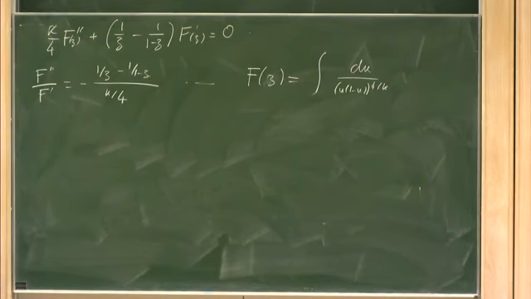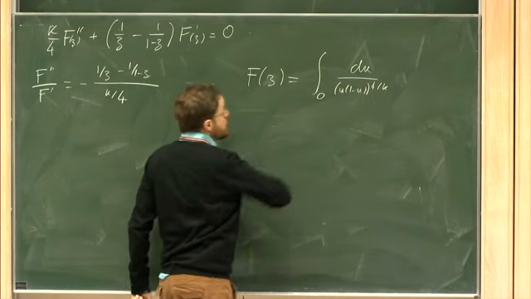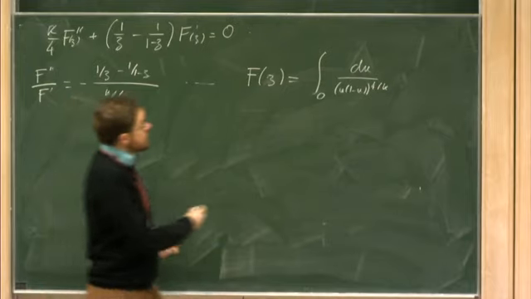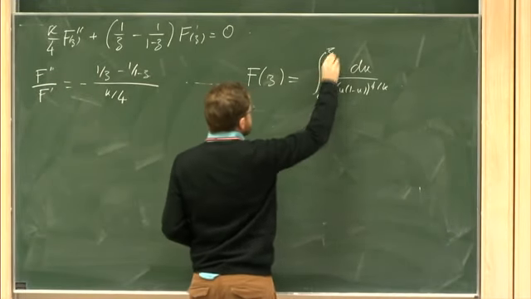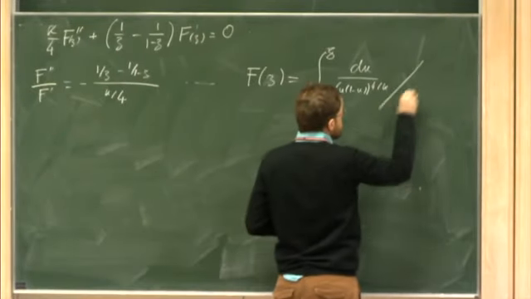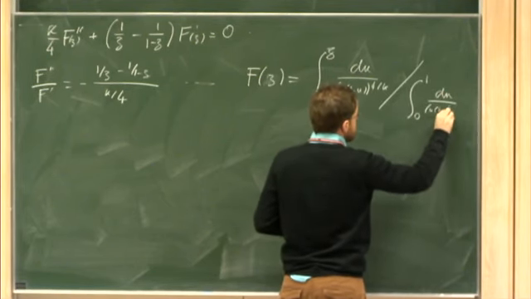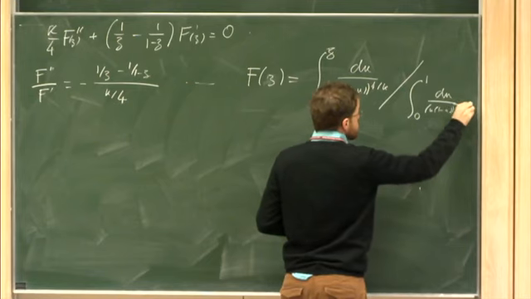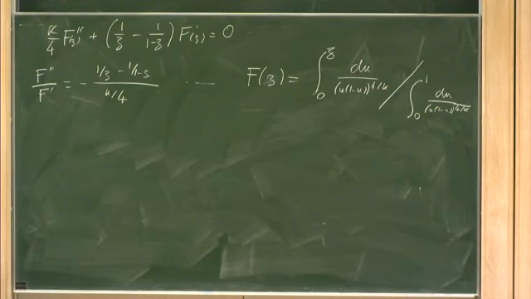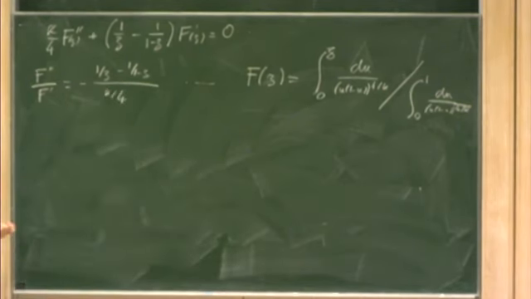So that's the solution, and then you need to take care of the boundary condition. The boundary condition says that f of 0 is 0, so you have to integrate from 0, and f of 1 is 1, so you have to normalize by the integral from 0 to 1 of du over u times 1 minus u to the power 4 over kappa. And then this is indeed a C2 function in the open interval between 0 and 1, so everything fits together.